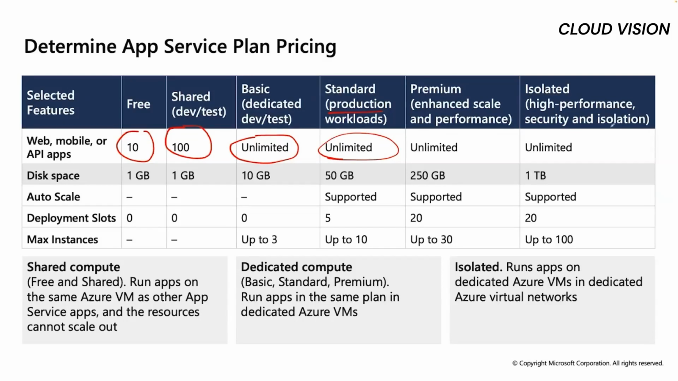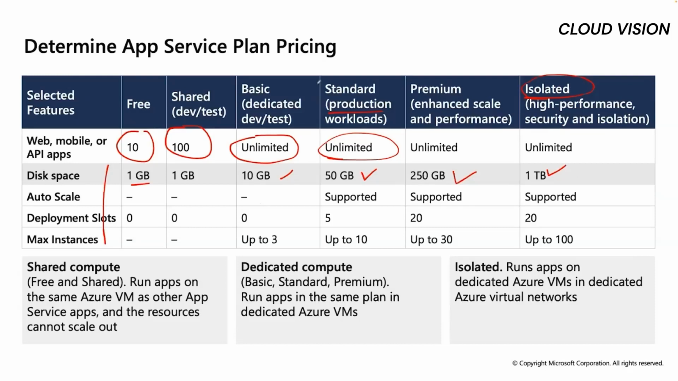Premium, isolated, these are the differences. The majority of the difference comes in the lower rows, which are the features. It starts with 1 GB of space, goes up to basic with 10 gig, standard with 50 gig, premium with 250, and 1 terabyte. Depending on your application, if it is very resource hungry, requires lots of database storage, and a lot of processing within the environment itself, probably isolated is the best choice for you, but it comes with a big chunk of money as well, the cost.